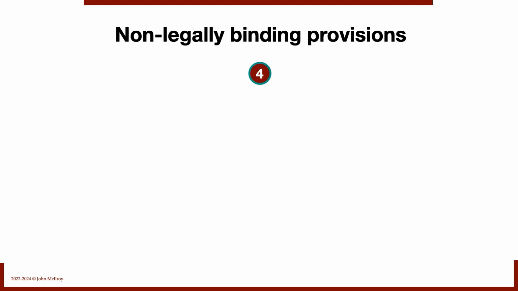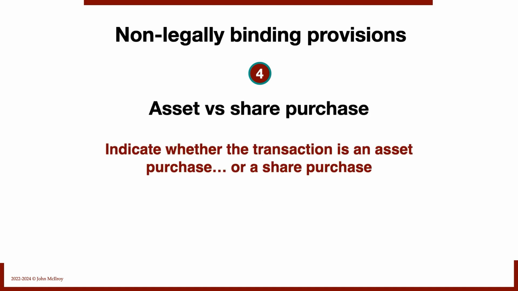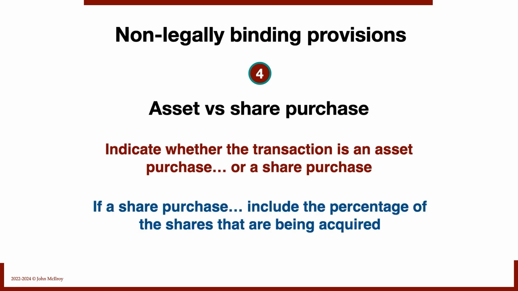Number 4, asset versus share purchase. Indicate whether the transaction is an asset purchase or a share purchase. It makes a difference. And if it's a share purchase, don't forget to include the percentage of the shares that are being acquired. Might be 100%, but specifically address that issue. There's a lot to shares versus assets, and I've got a separate video that goes into a lot of detail.